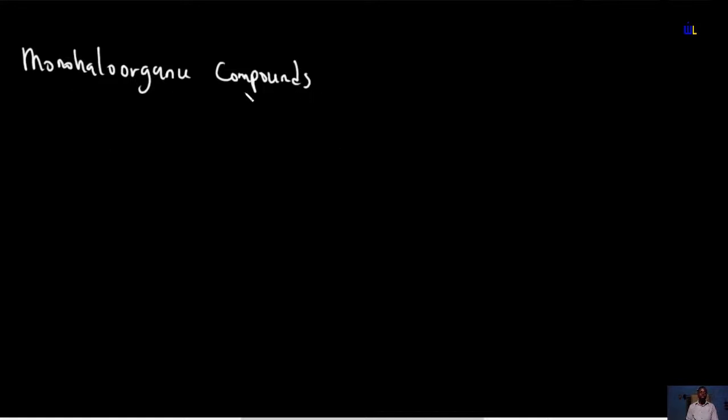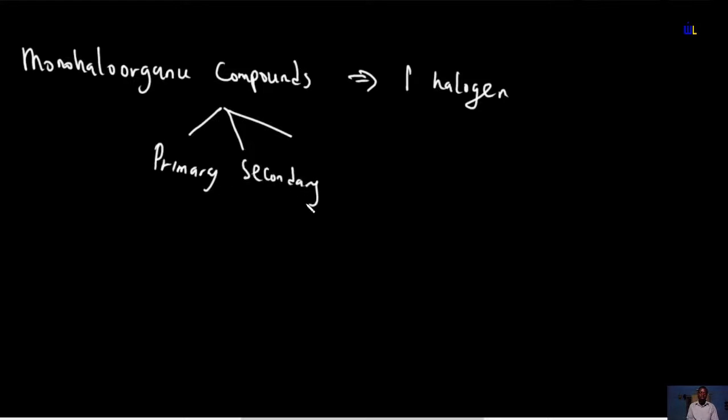The monohaloorganic compounds, as the name implies, contain only one halogen. So anytime you are considering a monohaloorganic compound, it contains only one halogen. Now, this monohaloorganic compound can be split into three: your primary, your secondary, and your tertiary. So whenever you are talking about monohaloorganic compounds, they can be further split into primary, secondary, and tertiary. It's important you note this or have an understanding of this.